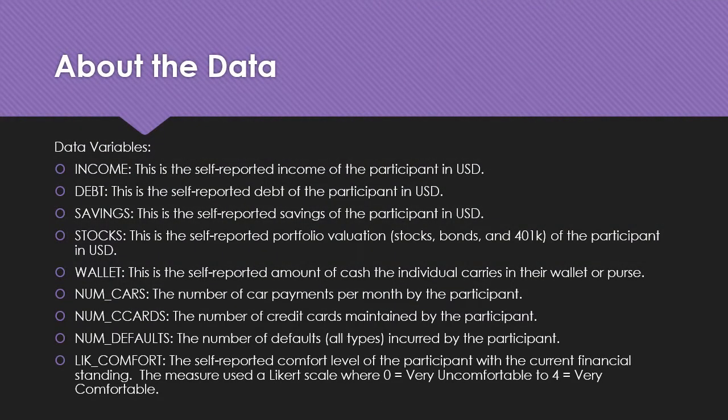And from the data, we've identified a few variables that we're interested in finding the correlation. So for example, we have income, debt, savings, stocks, wallet, which represents the amount of cash an individual carries in their wallet, number of cars, number of credit cards, number of defaults a participant incurred.